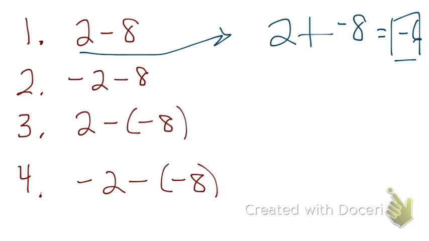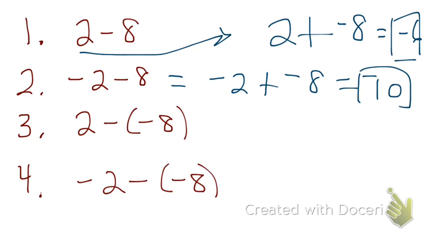-2 minus 8, number 2, can be rewritten as -2 plus -8, and so we're going to add 2 and 8, we're going to get 10, and use the sign of the two numbers. Again, if you owe 2 and you owe 8, you owe a total of 10.